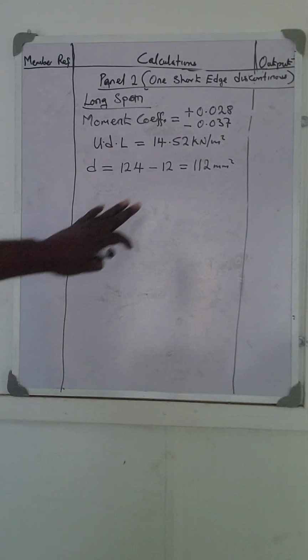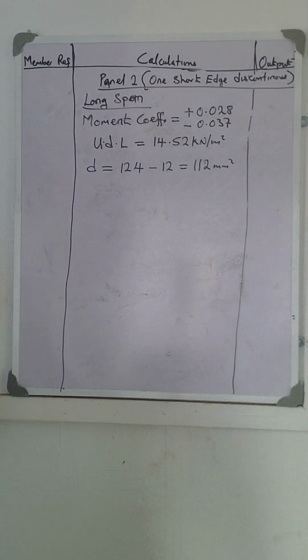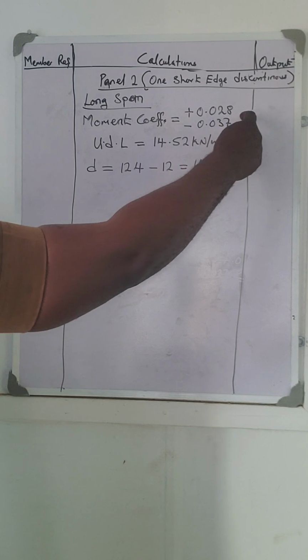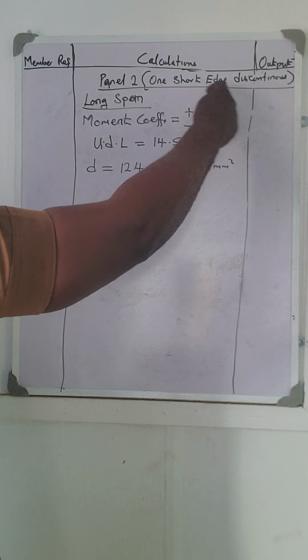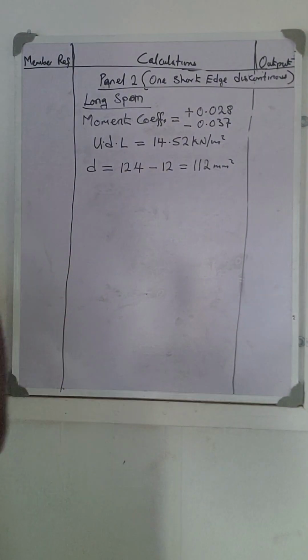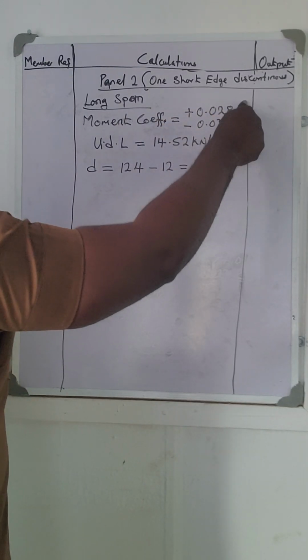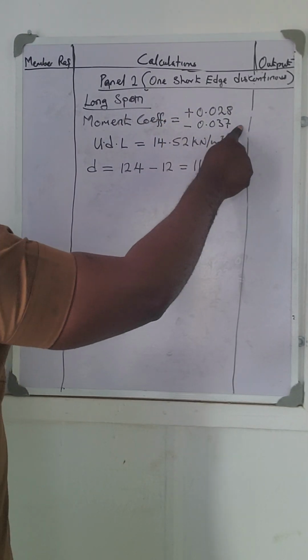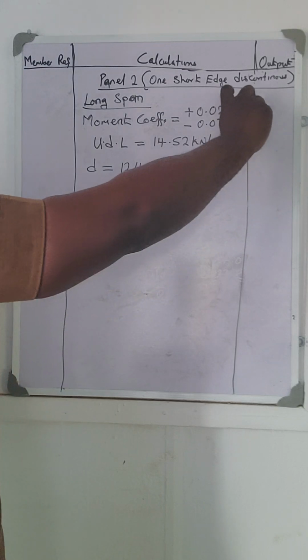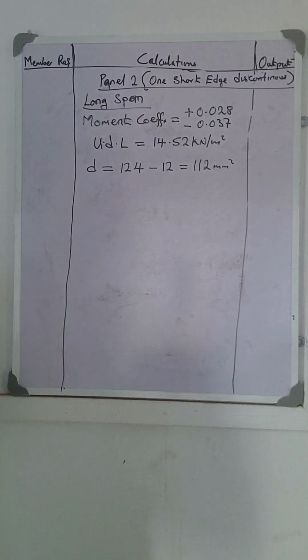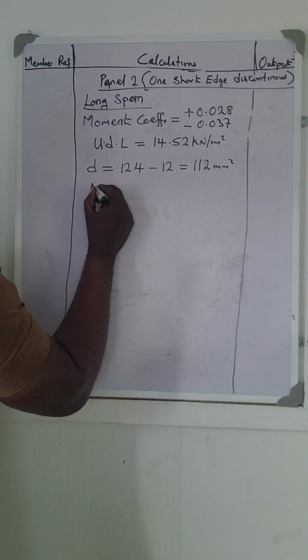All right. We have gotten this. What are we supposed to get? The next one is to solve for our moment. The positive moment is for the span, while the negative moment is for the support, that is the continuous edge. So first thing first, we have to work on the mid span moment.